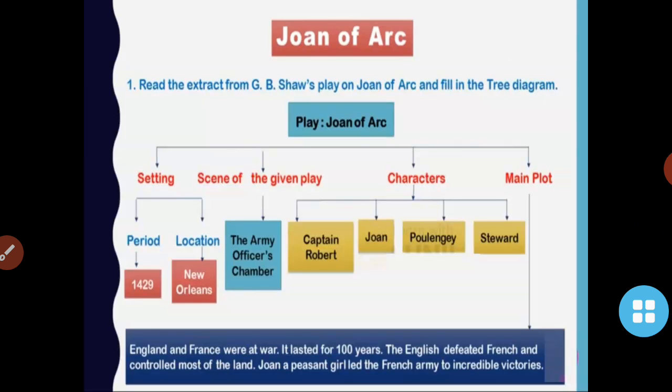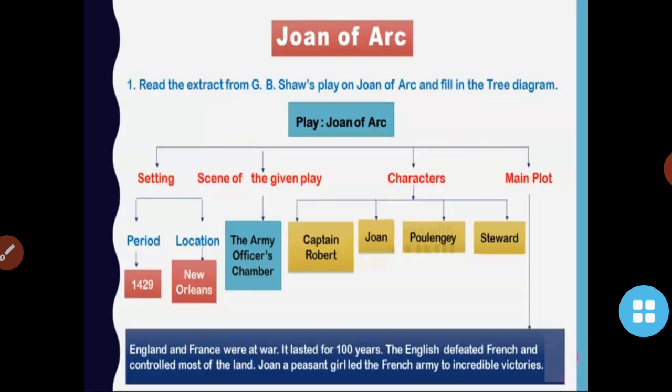Now here the characters are given of Joan of Arc. Setting, period, location, as I discussed before, only the first paragraph is given in the counts. The period means time, 1429, location is Orleans, and the scene of the play is the army officer's chamber. Captain Robert, John, Poulengy and Steward. These are the characters.